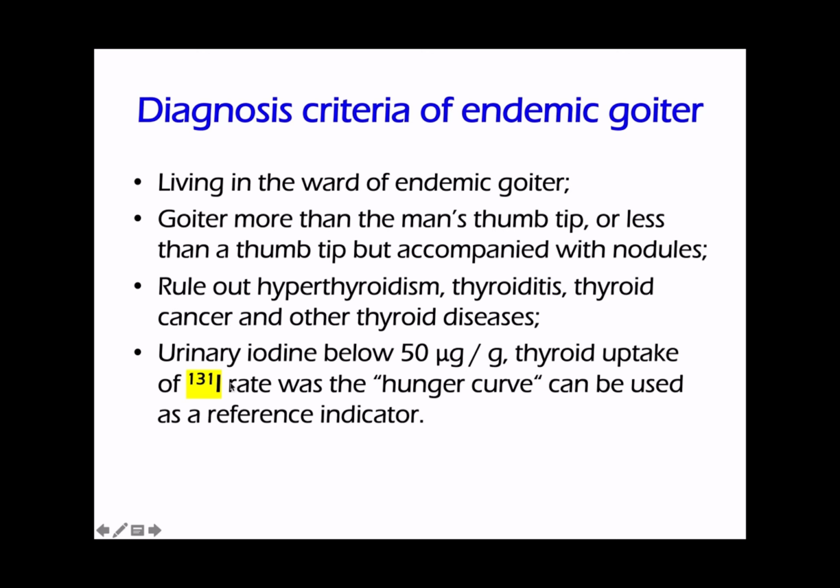And fourthly, if we treat with iodine supplementation, we can see the thyroid uptake rate of iodine isotope 131 shown as a hunger curve. This can be used as a reference indicator if this hunger curve is found. The hunger curve means that when we supply the patient with iodine 131, the intake of iodine is increased within 24 hours. It's like someone is very hungry, so that person will eat more when we give them the food, right? So that's why this is named the hunger curve.